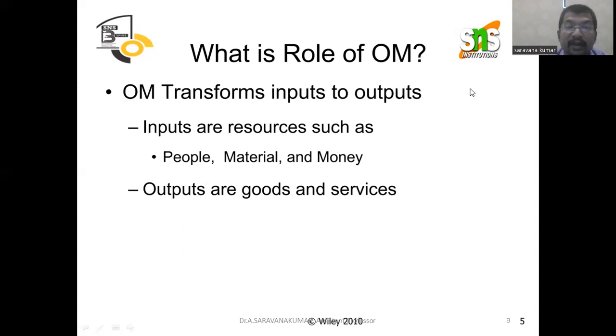Operation management transforms input into output. I already said that if you are going to manufacture any product, it goes from raw material to finished product. It is the same with supply chain management. What do we mean by supply chain management? It moves from manufacturer to wholesaler, wholesaler to retailer, and retailer to consumer. So in operation management, what is the role? Input to output. Inputs are people, material, and money. Outputs are goods and services.